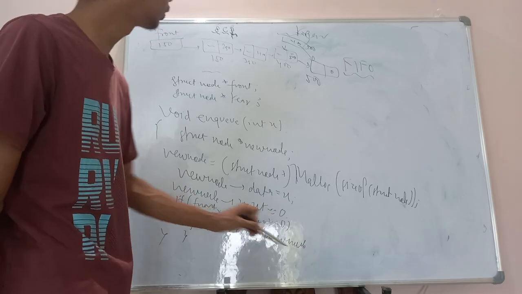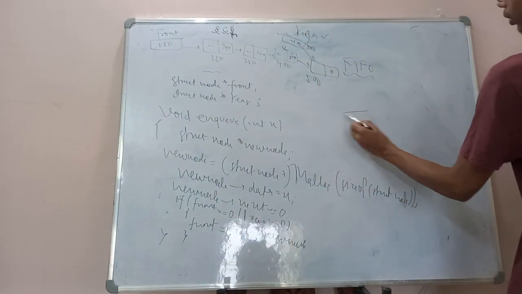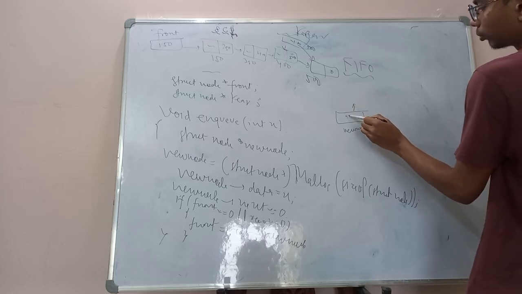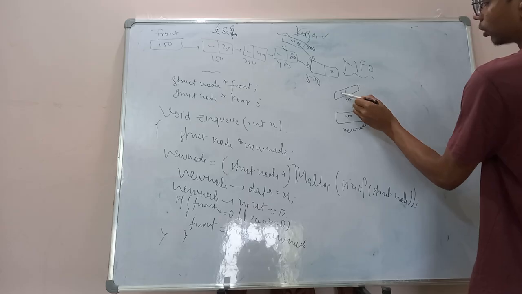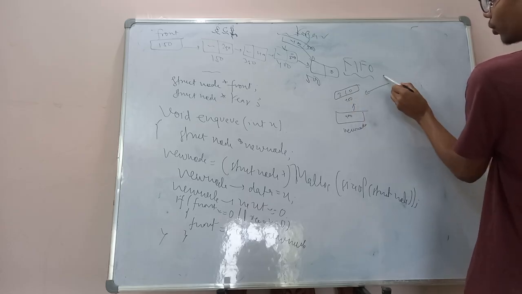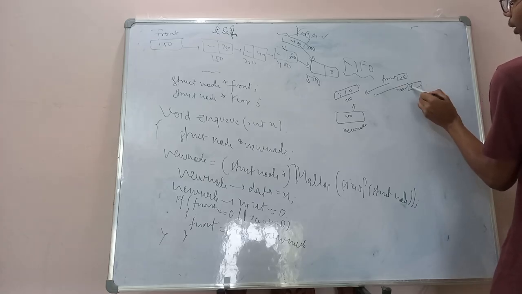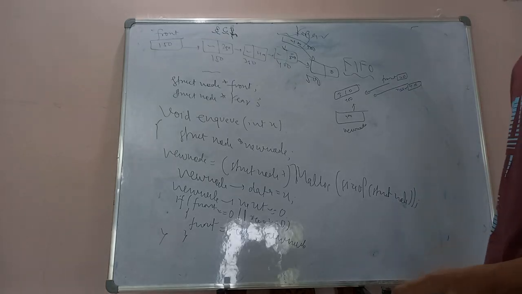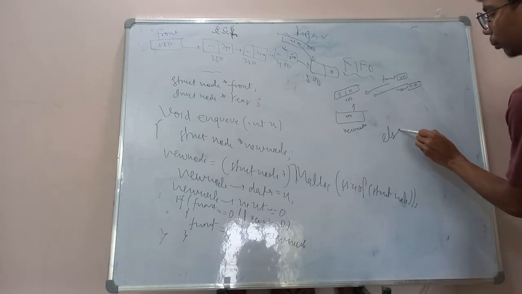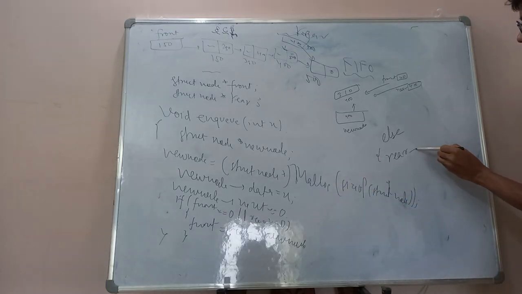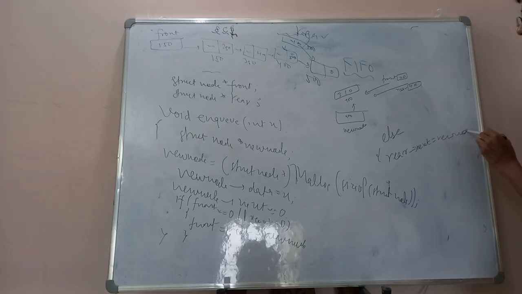So what will now happen, my front and new node will point suppose here, right, and front will also point here, rear will also point here, right? Now in the else part, when I got my first element, what I will write in my else part, I will write rear next is equal to new node, and then rear is equal to new node.